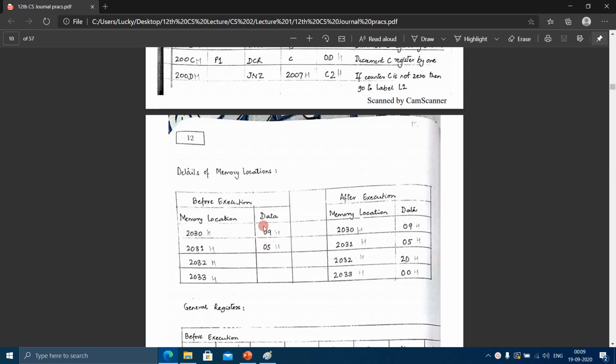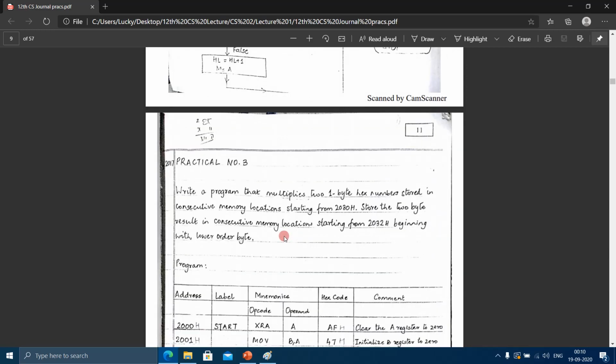In hexadecimal, one digit represents 4 bits. So 4 plus 4, 8 bits, means 1 byte. So we have to multiply two 1-byte hex numbers. So this program is basically for multiplying two 1-byte hex numbers.